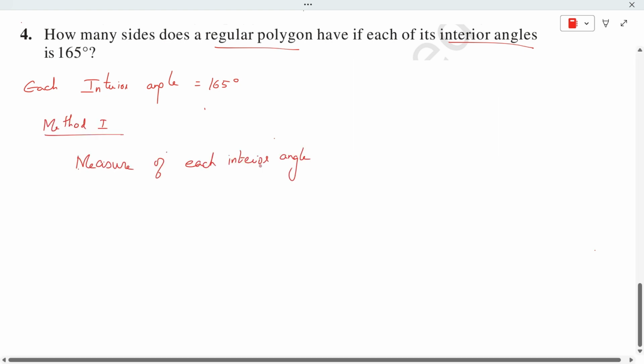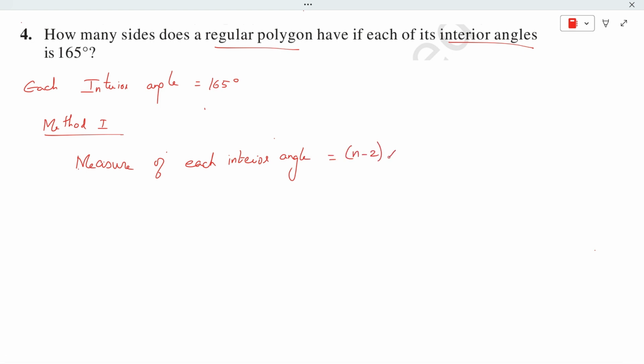Method 1. What is the formula for finding measure of each interior angle? That is (n minus 2) into 180, the total interior angle, divided by the number of sides, which will give you the measure of each interior angle. Here I need to find the number of sides, so just keep n as it is. The measure of each interior angle is given as 165, so I'm going to substitute here. So that will become 165 is equal to (n minus 2) into 180 degree by n.